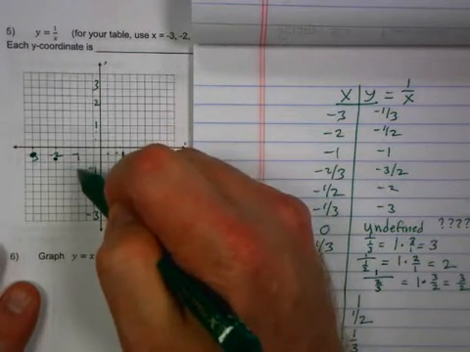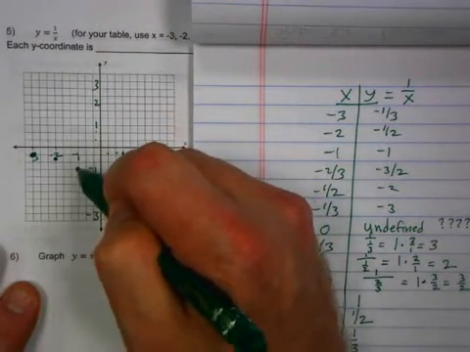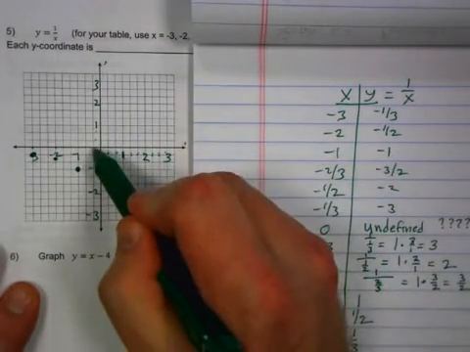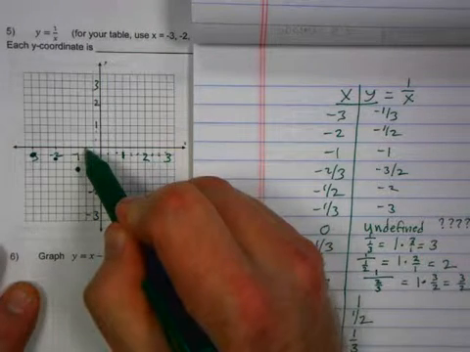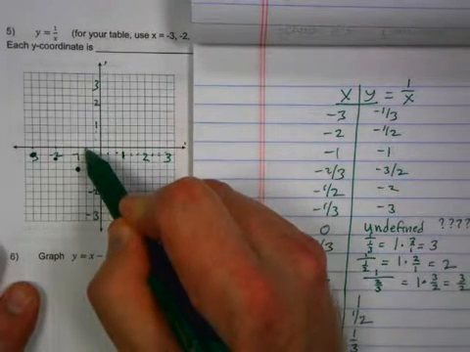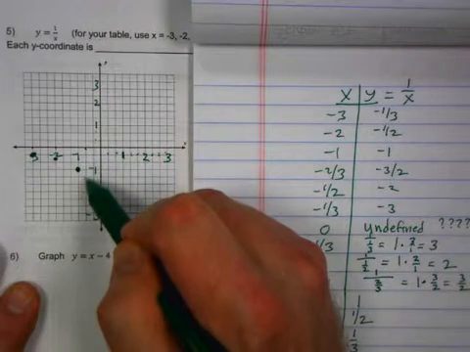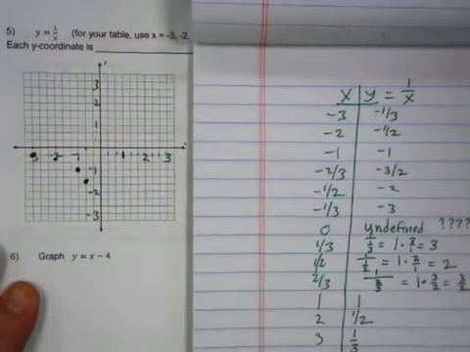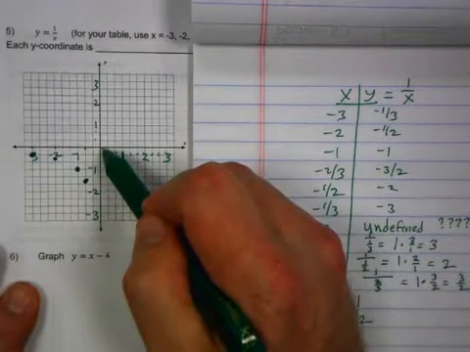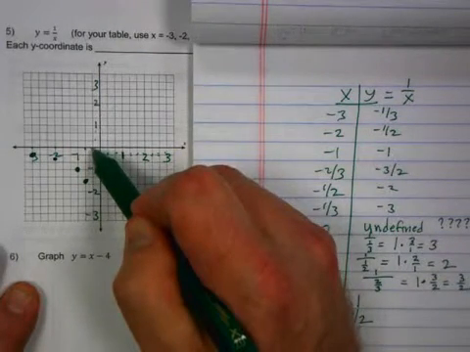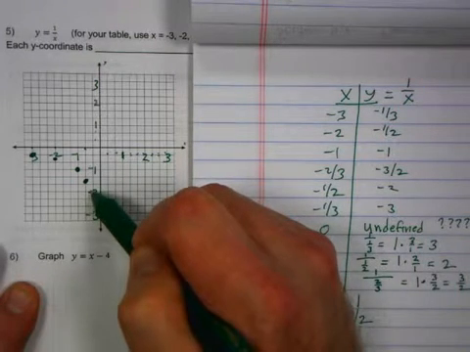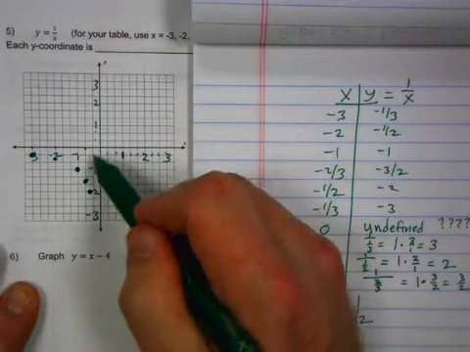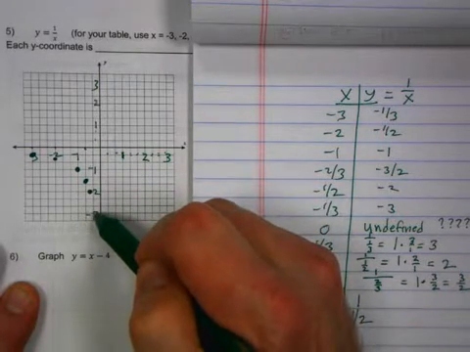Negative 1, negative 1. Negative 2/3, 1, 2, negative 1.5, negative 3/2, that's right there. Negative 1/2, negative 2. Let's see, there's negative 1/2, negative 2. And finally, negative 1/3, negative 3.